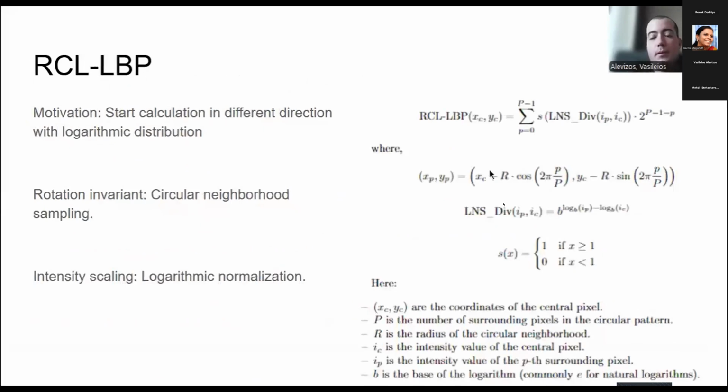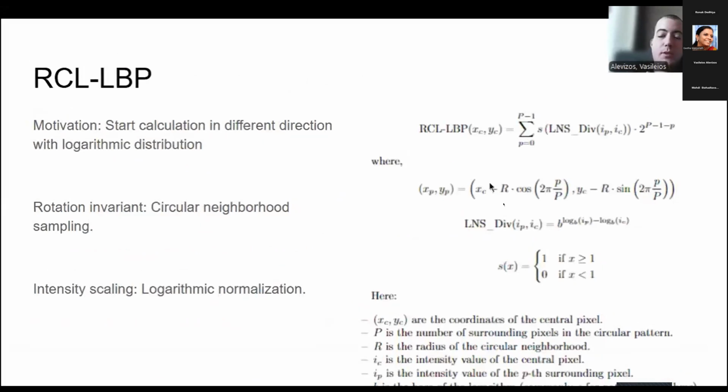Building upon the traditional LBP, we propose the reverse circular logarithmic LBP, or RCL-LBP. The main motivation behind the RCL-LBP was to enhance the texture classification by introducing a different calculation approach.